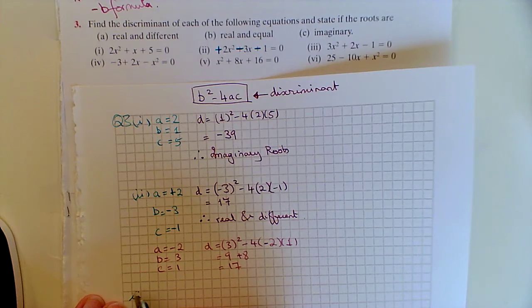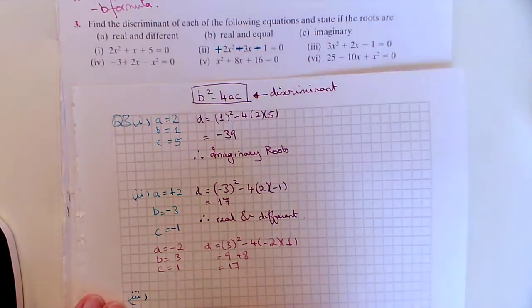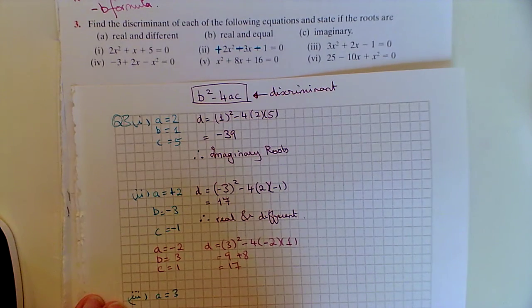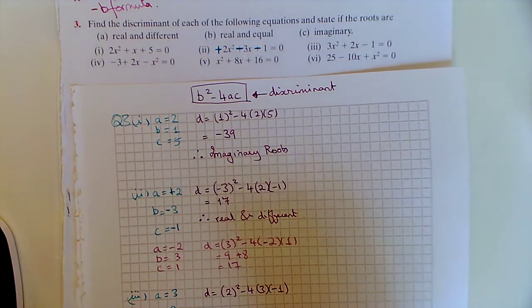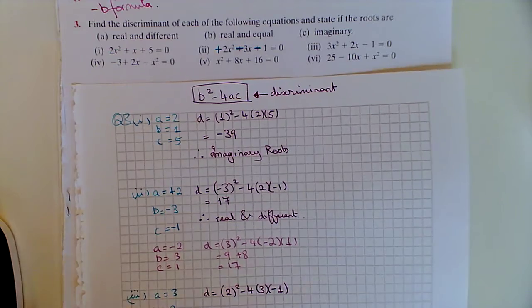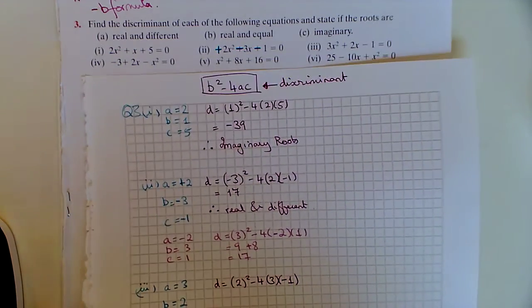Okay, part 3. A is 3, B is 2, and C is minus 1. So my discriminant is b squared minus 4ac. Whenever either a or c is negative, we're always going to have real roots. And you can see why.